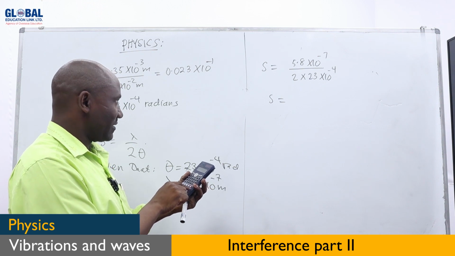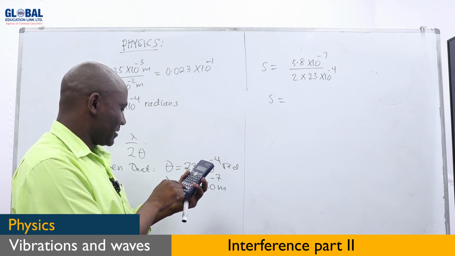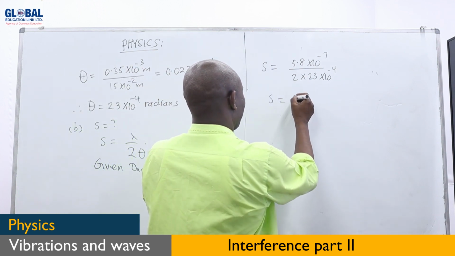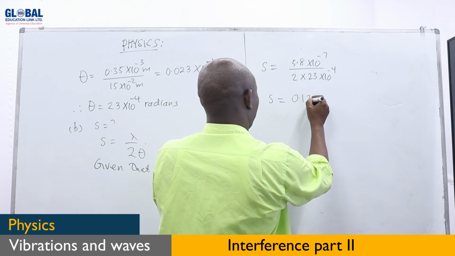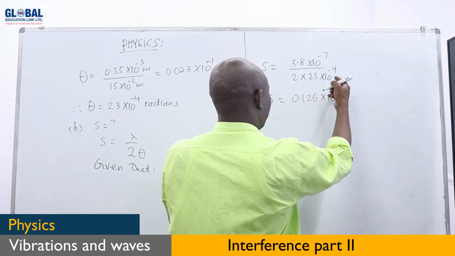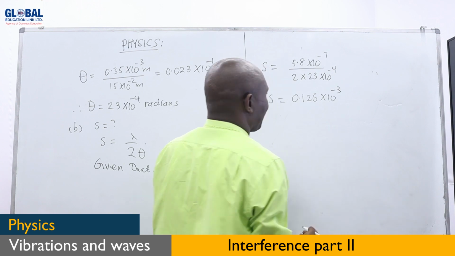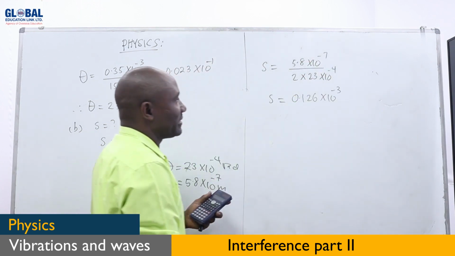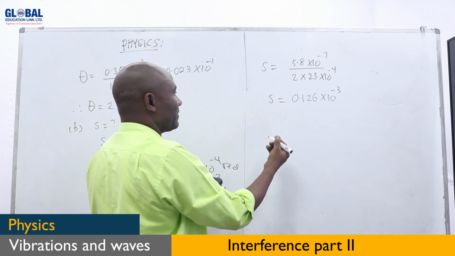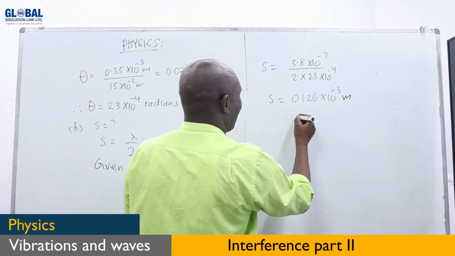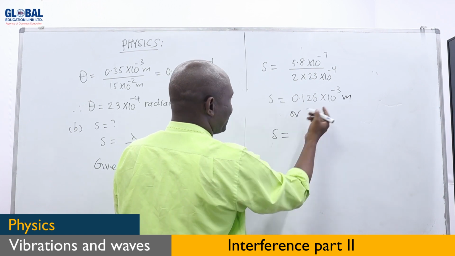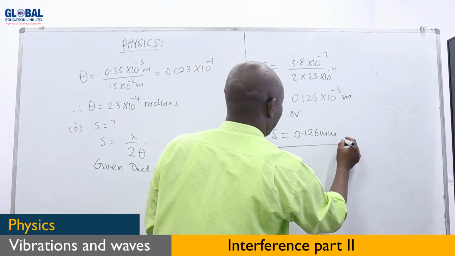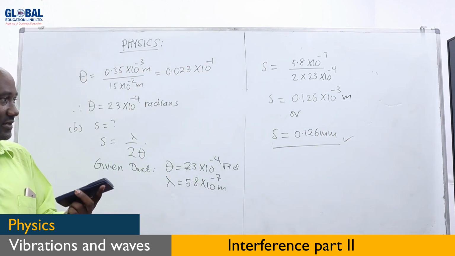5.8 divided by 46, which is 0.126 times 10 negative 3. This is negative 7, this is negative 4. When you combine, according to mathematics, this gives negative 3. This is in meters, or equals, because it's very small, you can talk about 1.26 millimeter. So that's the fringe separation.